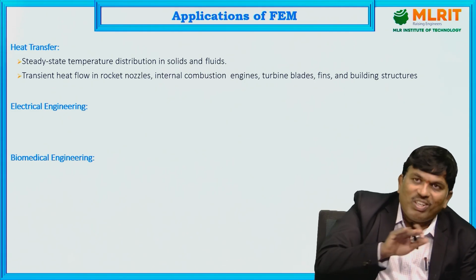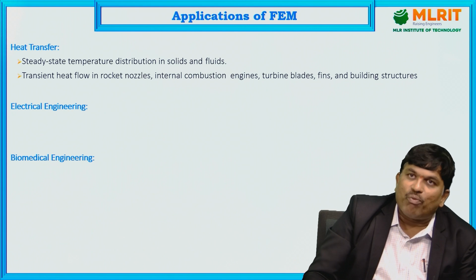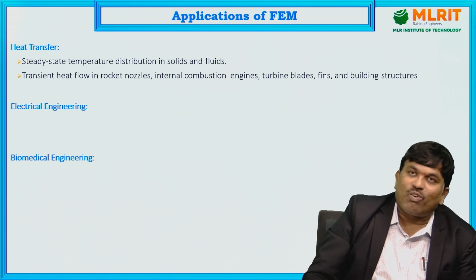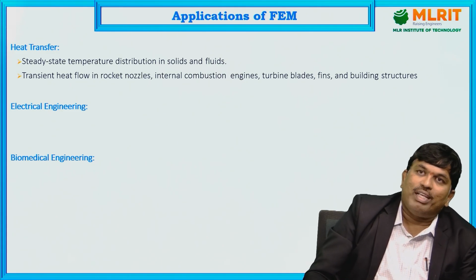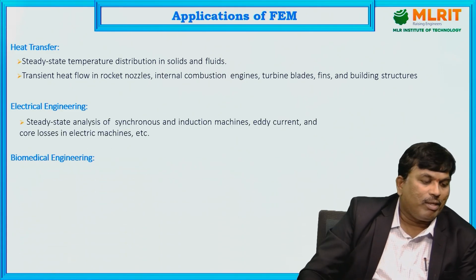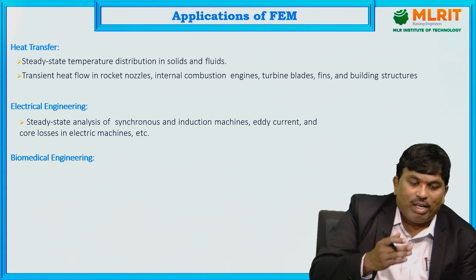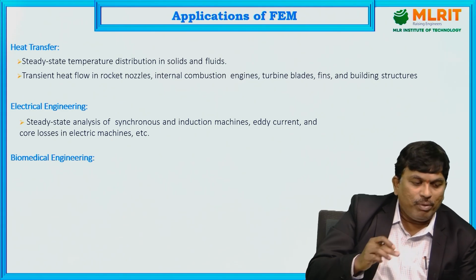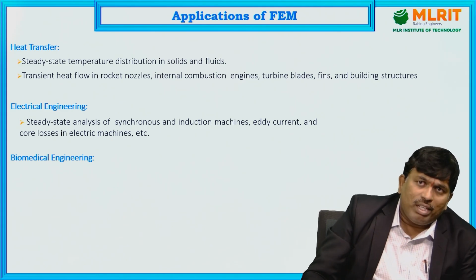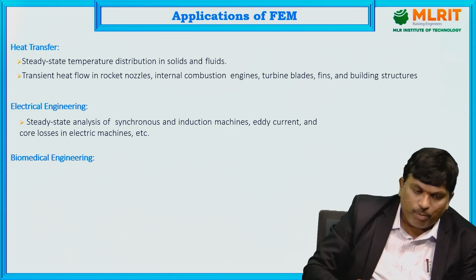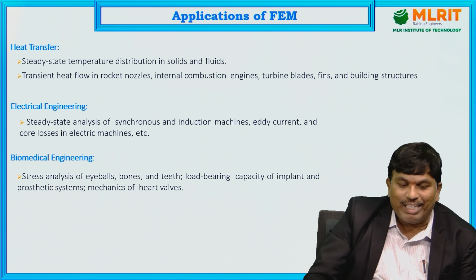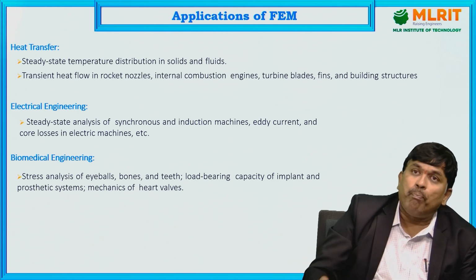So transient heat transfer means the temperature is variable or changes with the time period. So for steady state as well as transient heat transfer, we can use the finite element method. And coming to electrical engineering, steady state analysis of induction machines or eddy current, etc., we can use the finite element method. Nowadays the finite element method is usually used in biomedical engineering, for example analysis of eyeballs, bones and teeth, and implants, etc.